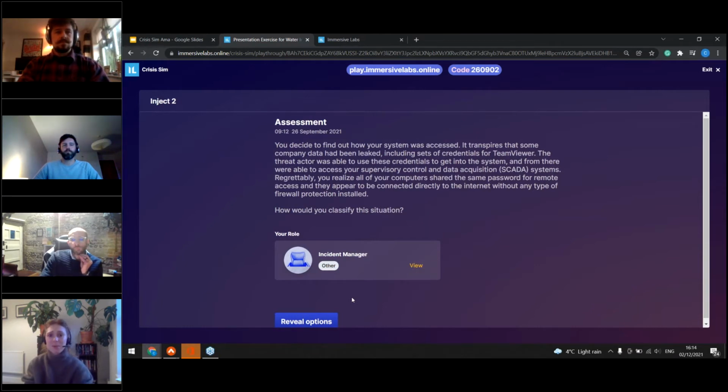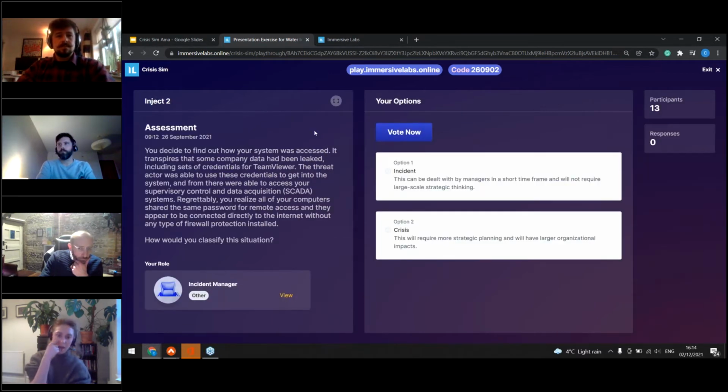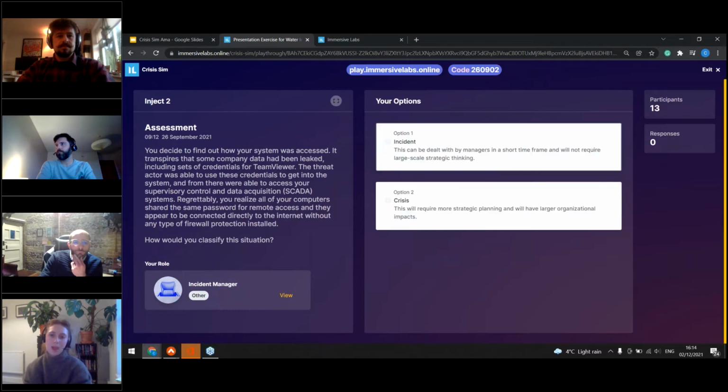All of our computers have got the same password for remote access, and they're directly connected to the internet without any type of firewall protection installed. So in this instance, we've got a binary choice for you here. How are we classifying the situation? Is it an incident or is it a crisis?